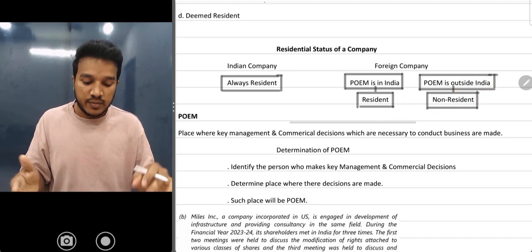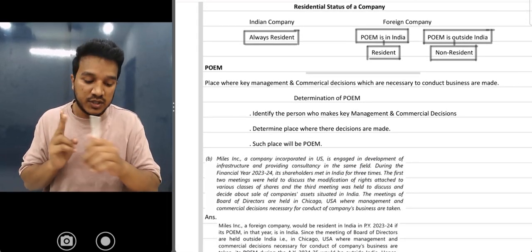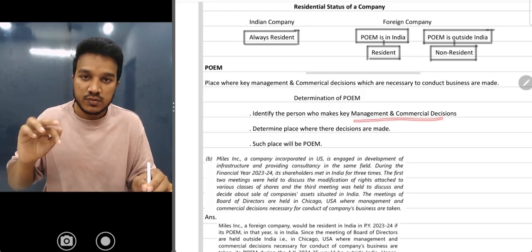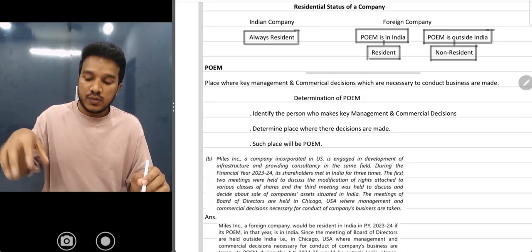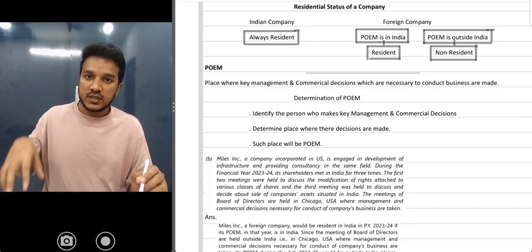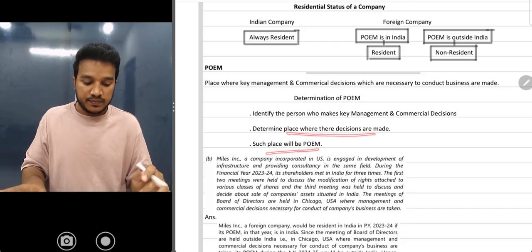How do you see place of effective management? Simple. You have to see where the meetings are held for commercial decision making, management and commercial decisions, where they are being held and who is conducting those meetings. So from that you will decide whether they are happening in India or outside India. Determine the place where decisions are made. Such place will be POEM.